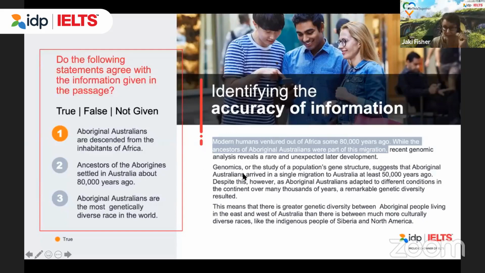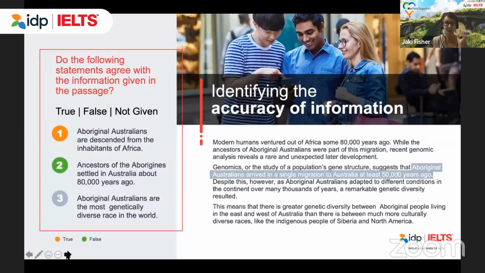Okay, that's the same, settled, arrived in a single migration, at least 50,000. So is that the same meaning? No. So that one is false. It's false because they settled 50,000 years ago, not 80,000 years ago. Yeah, the next one will be further down. Aboriginal Australians are the most genetically diverse race in the world.